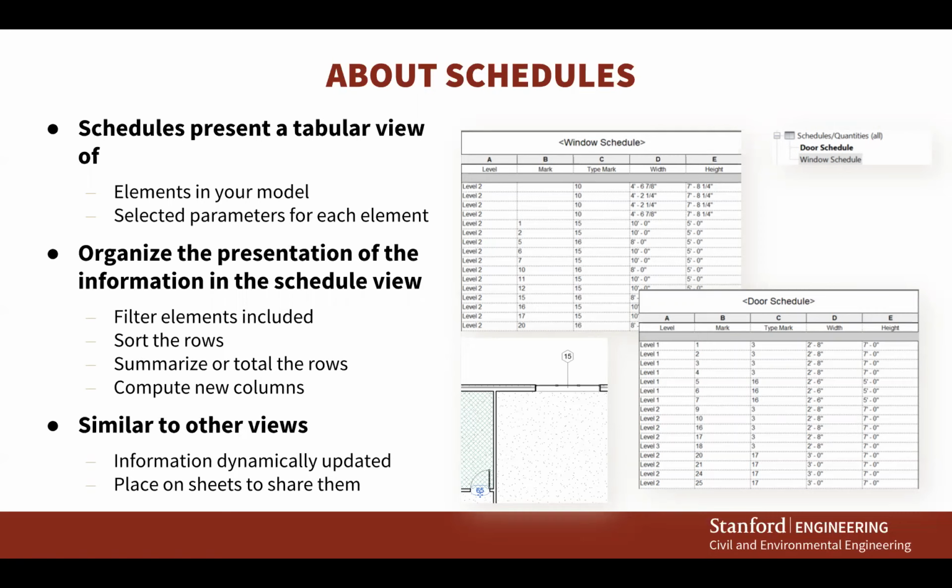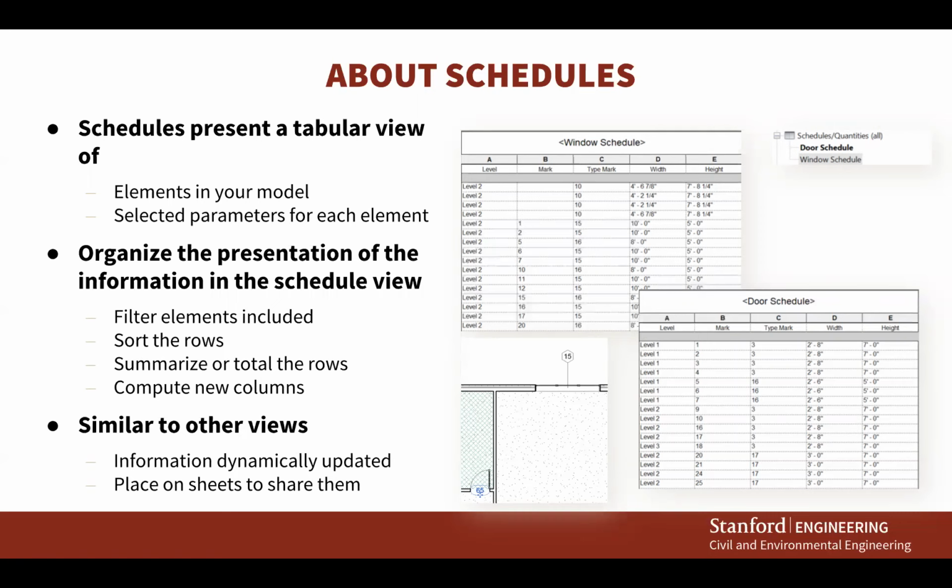You can sort the rows, choosing a sorting order by different fields and even grouping things together if you'd like. You can also summarize or total the rows, maybe computing a total on a row, or even computing some new columns that use the values in the other columns to relate them together with a formula to create a new value. We'll take a look at that under the window scheduling.